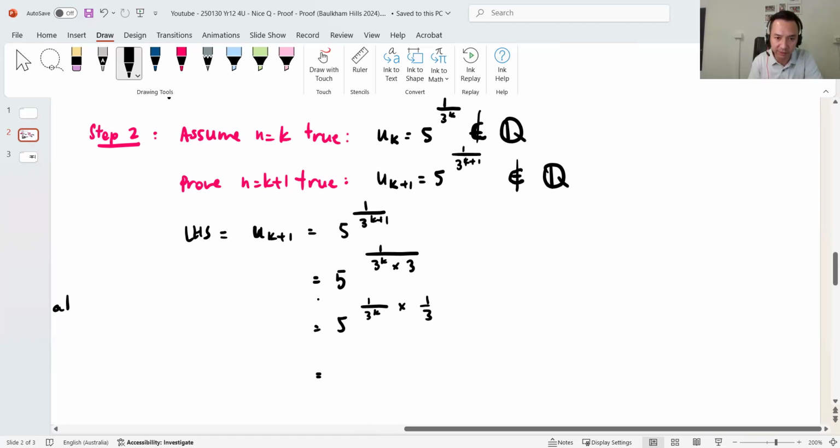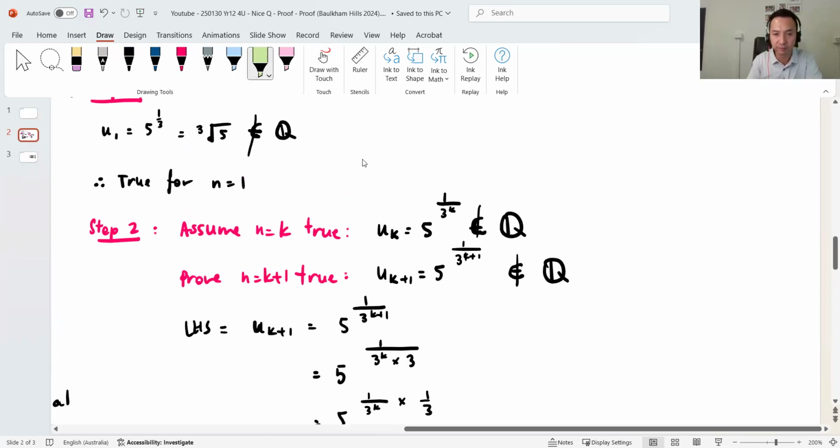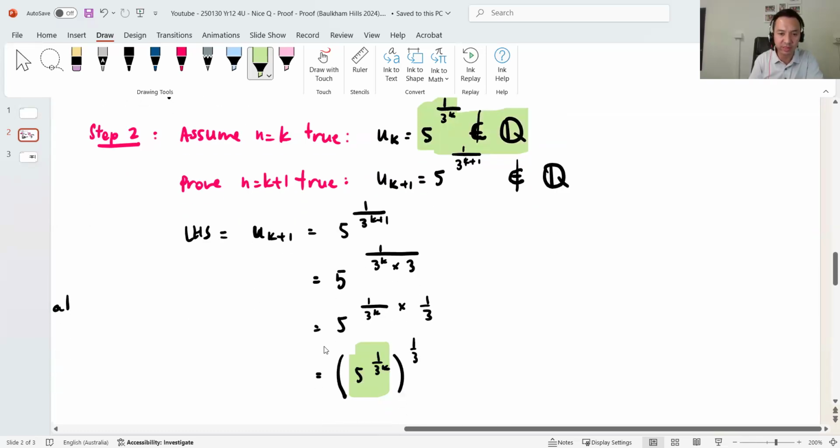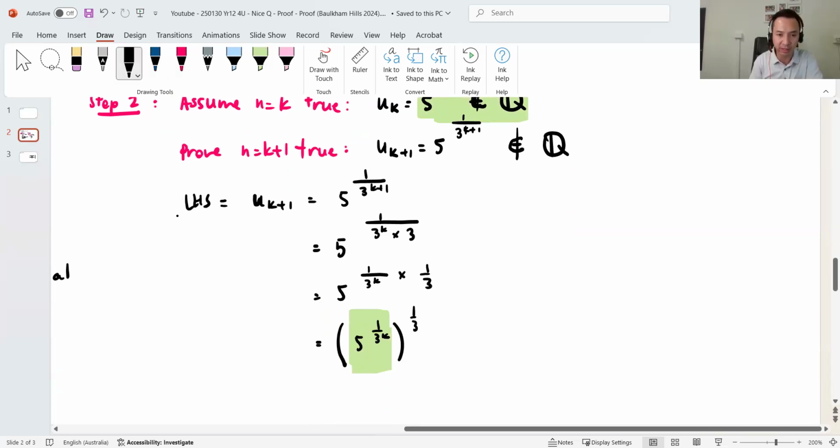Now that's good because that's like 5 to 1 on 3k. Well, sorry, 3 to the power of k, to the power of 1/3. That's good because that is my assumption, right? Yeah, that's this, right? Which is irrational, right? So this part here is irrational, right? So I'm just going to go, that equals u_k. I'm going to sub that in, right, as my assumption, to the power of 1/3.